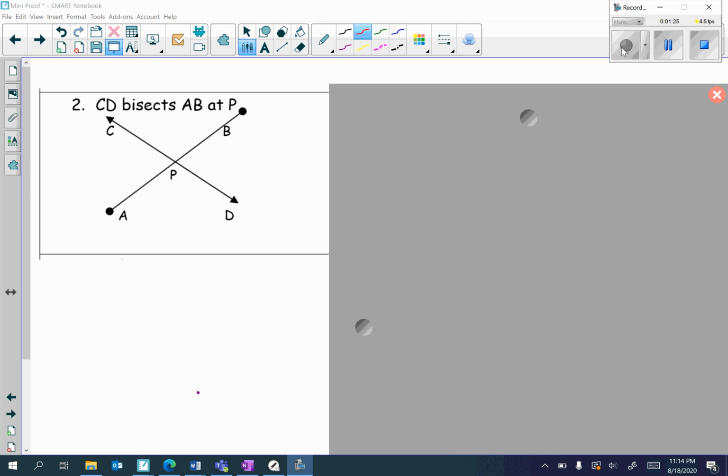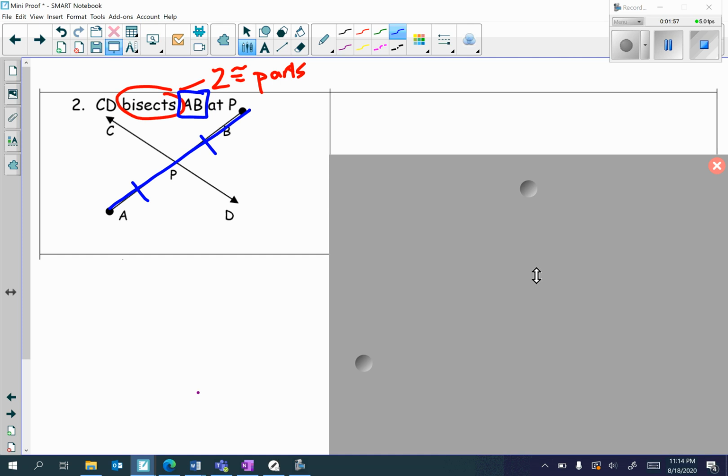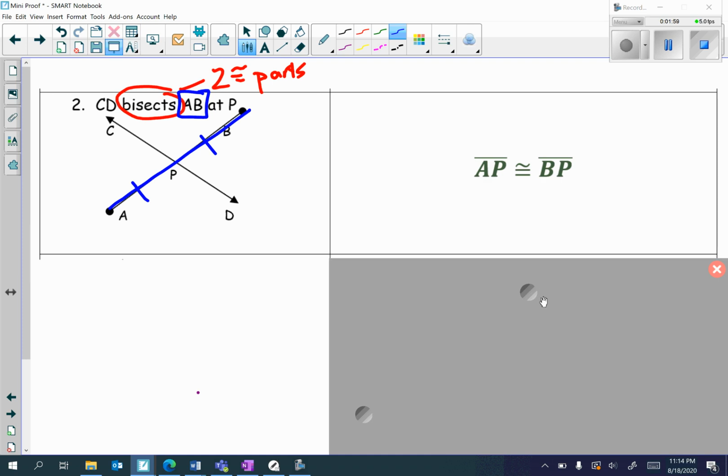Number 2, CD bisects AB at P. So the first thing I see is the word bisects. So I'm going to circle bisects, and that means we create two congruent parts. So CD bisects AB. So whatever comes second is being bisected. So CD is cutting through line segment AB to create two congruent parts. So AP is congruent to BP. And that's the conclusion.